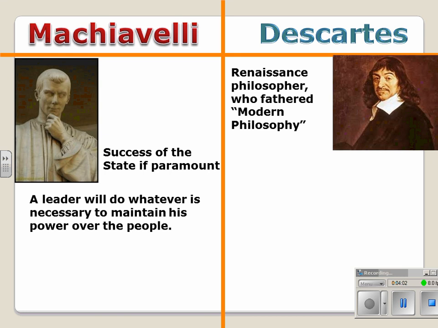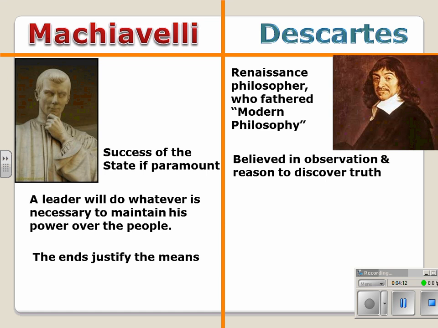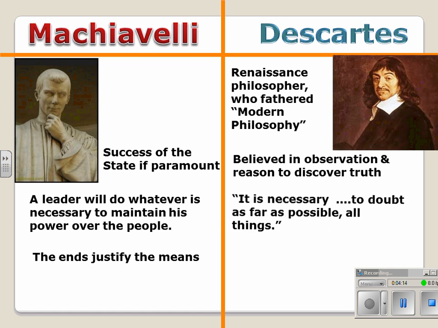René Descartes was the father of modern philosophy. He believed in observation and reason and discovery and truth. Machiavelli argues that the ends justify the means, and René Descartes said it is necessary to doubt as far as possible all things. And we said his famous quote that he's associated with is, "I think, therefore I am." And we talked a little bit about this in class. He said that I am a thinking thing that thinks, and I can only prove my own existence, which means that I think, therefore I am.